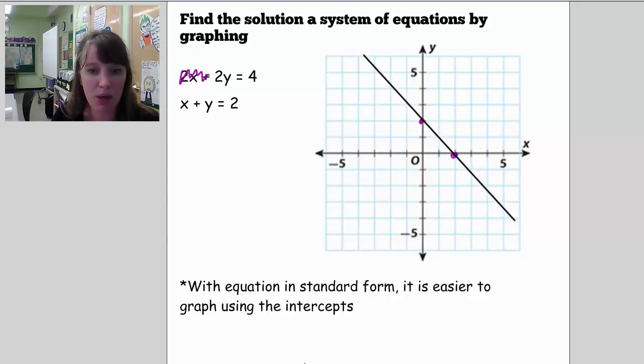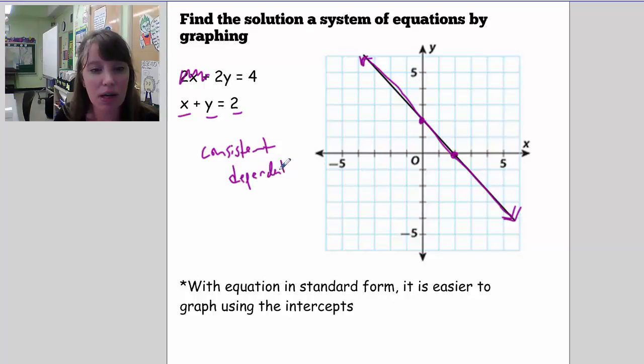Okay, now for the second one, we have both an x and a y-intercept. x is equal to 2 is an intercept right here, and y is equal to 2 is an intercept. So here, we actually have two equations. We have the same equation right here. So this is consistent, dependent, and there's infinitely many solutions.